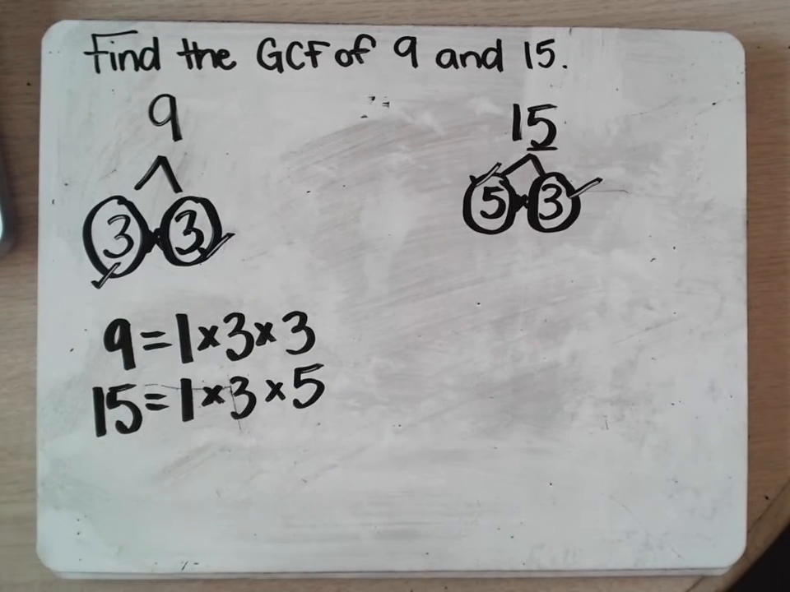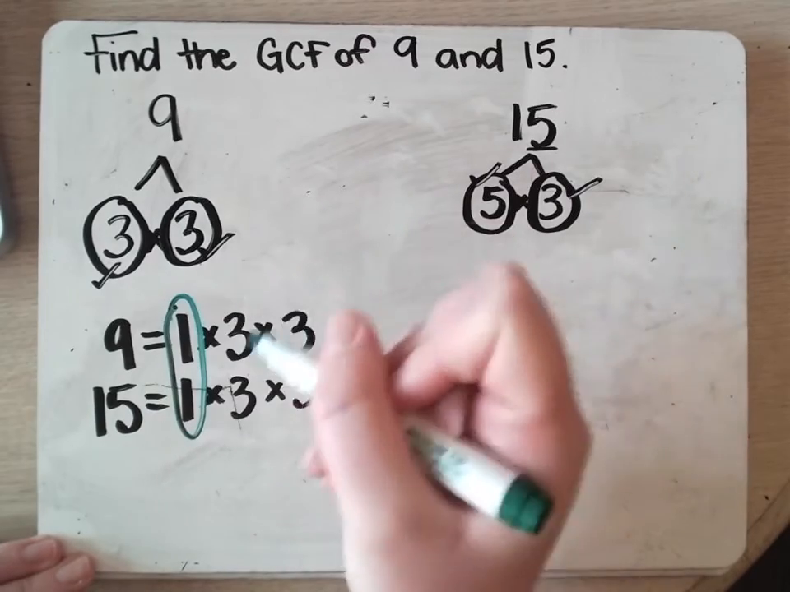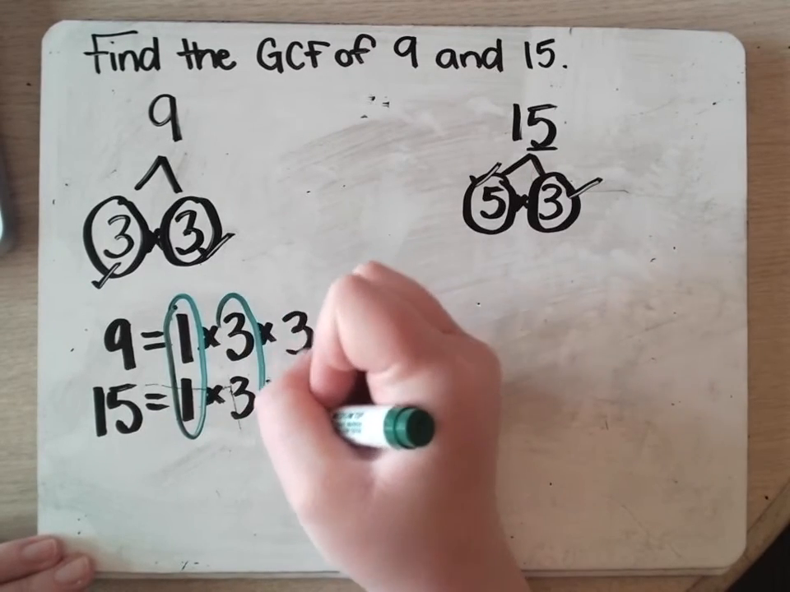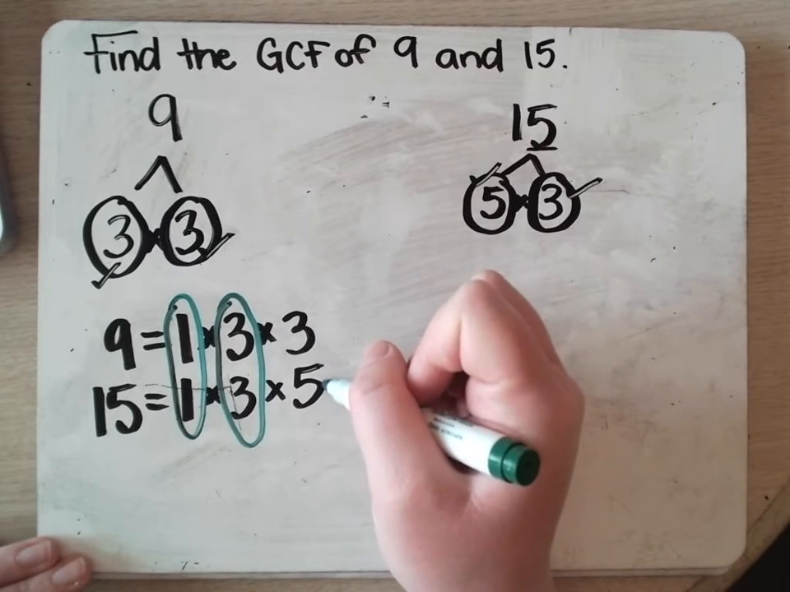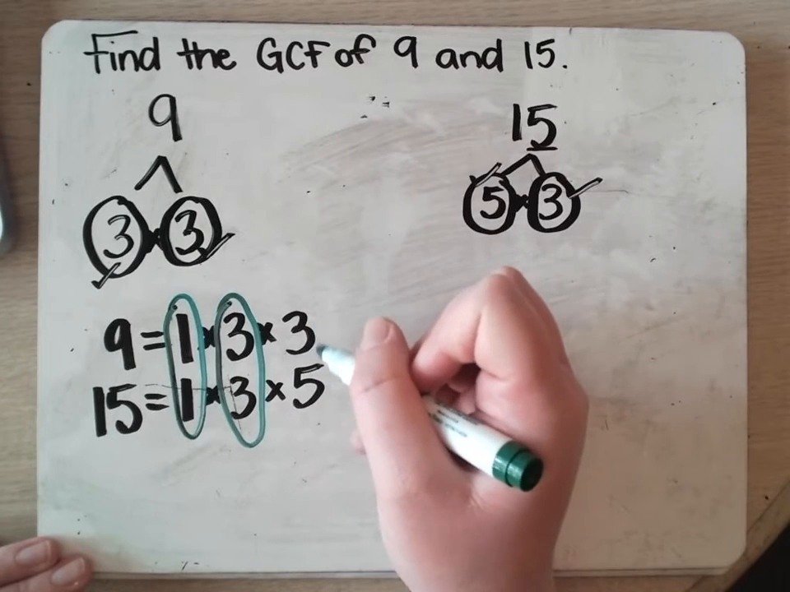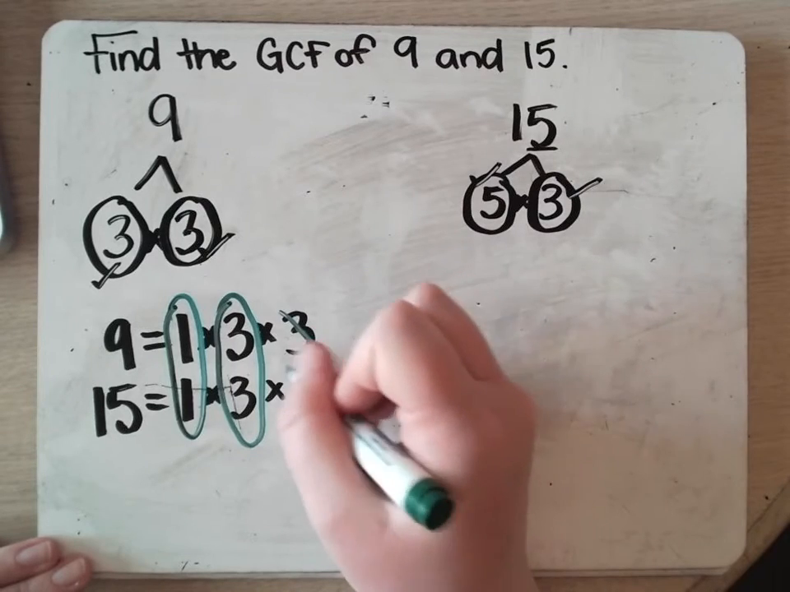Now I'm going to circle the numbers they have in common. So I'm looking for a pair of numbers. So I have a pair of 1s. I have a 1 in both lists. Then I have a pair of 3s. I have 3s in both lists. But then I have another 3 and I have a 5. Those do not have a pair. They don't have a matching number in the other list, so I can cross those off.